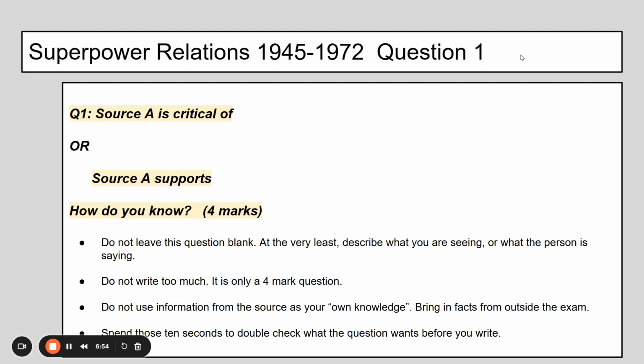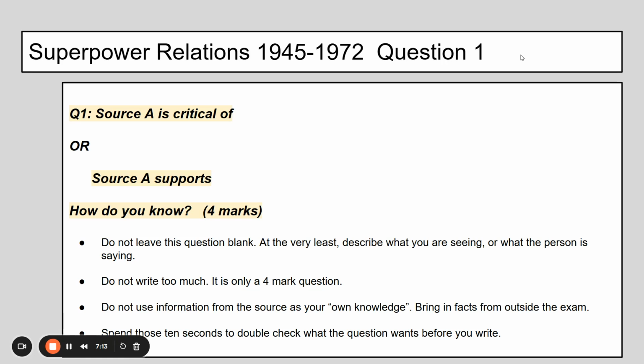So, you will be given a source. It could be a picture, it could be writing. We'll ask you, is it critical or does it support? Just a few final thoughts on this one. First of all, do not leave this question blank. At the very least, describe what you're seeing, what the person is saying, what the general message is, to try to get some marks. On the other hand, don't write too much.